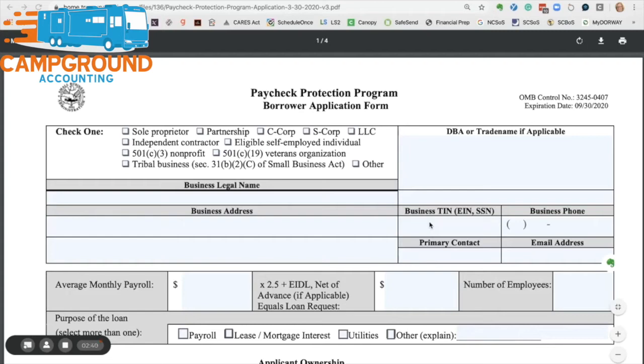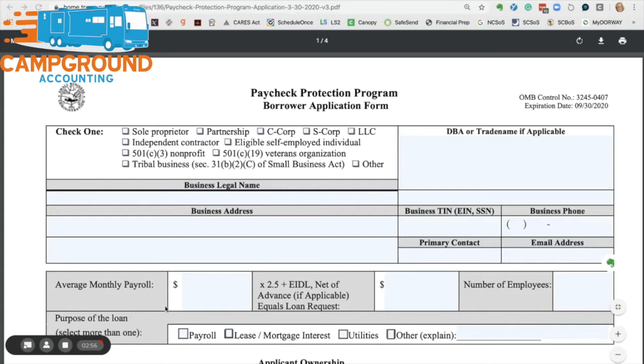The only case where you should not have a federal ID number is if you are a sole proprietorship with no employees. Then you may use your Social Security number. List your business phone, contact, and email address.